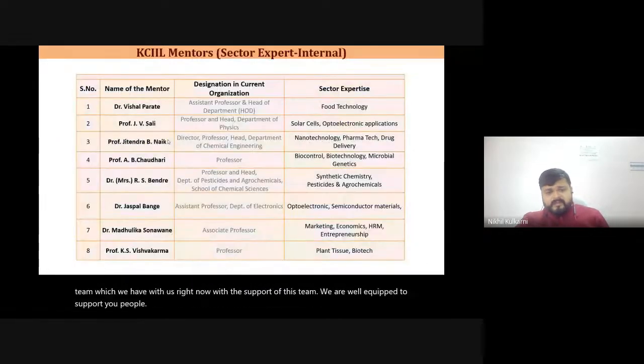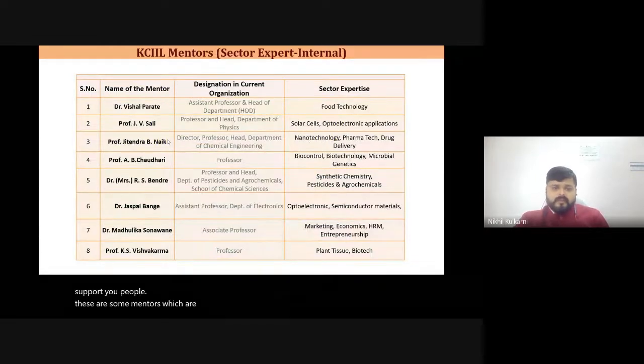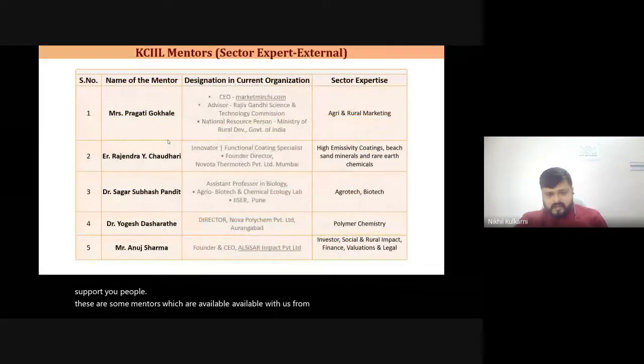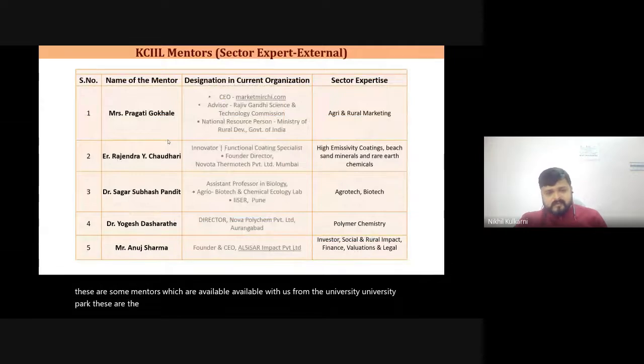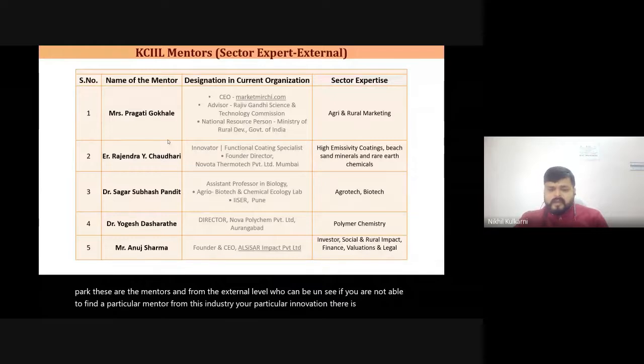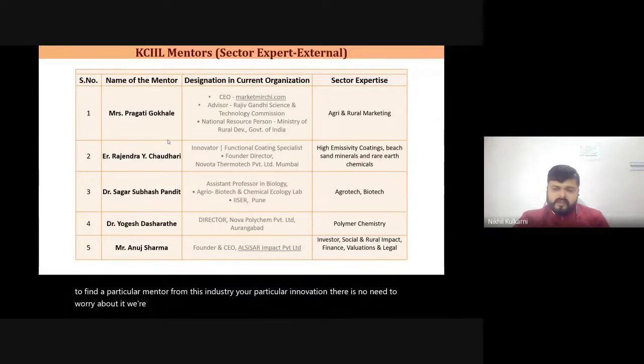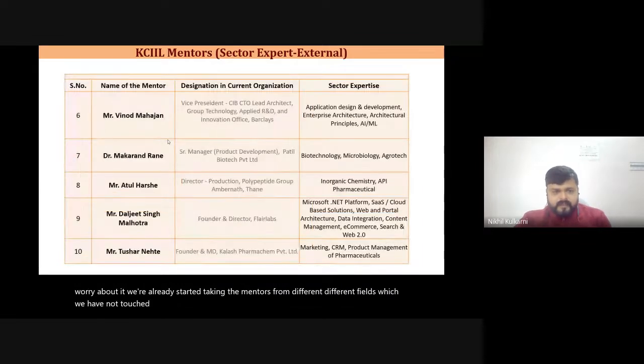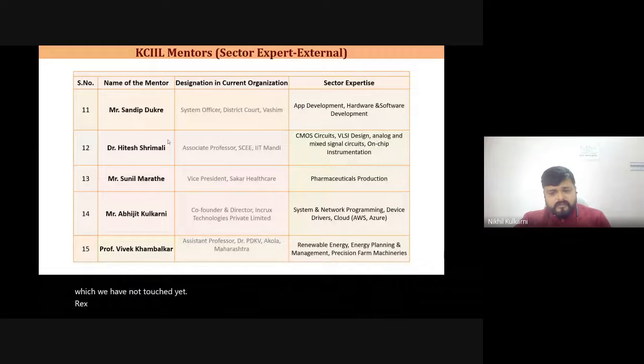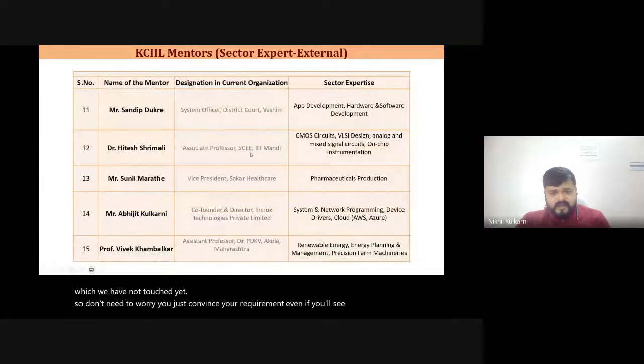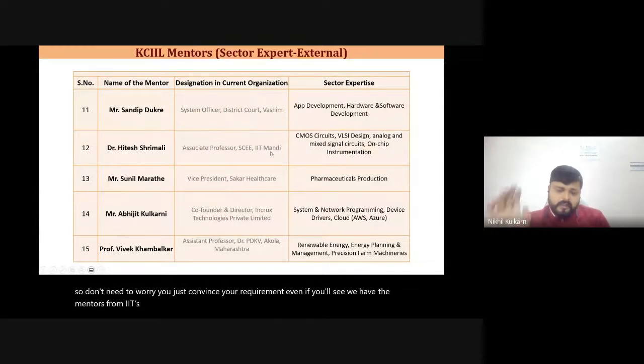These are some mentors available with us from the university. These are the mentors from the external level. If you are not able to find a particular mentor from your industry for your particular innovation, there is no need to worry about it. We have already started taking mentors from different fields which we have not touched yet. So no need to worry, you just convey your requirement. Even if you see, we have mentors from IITs also, from the Northeast.